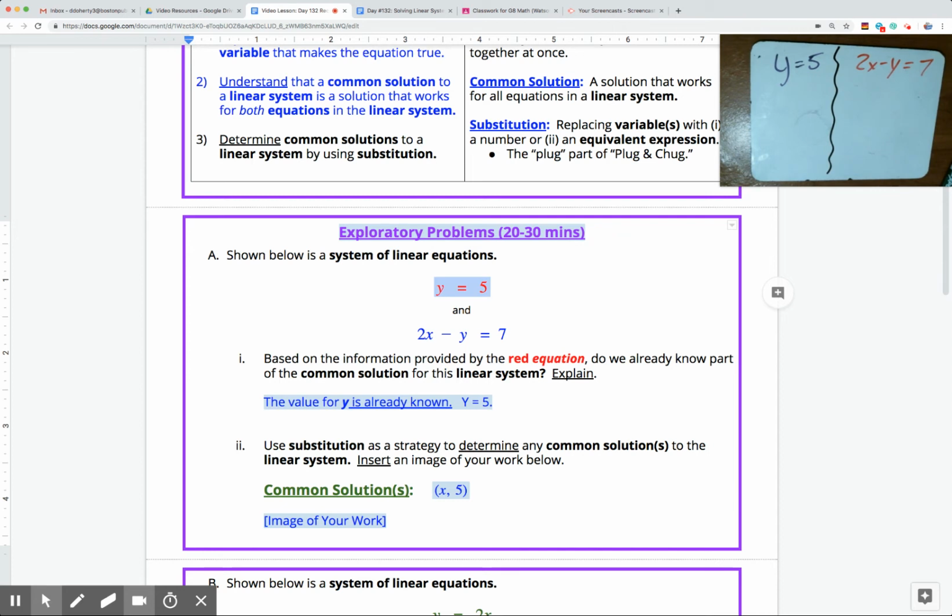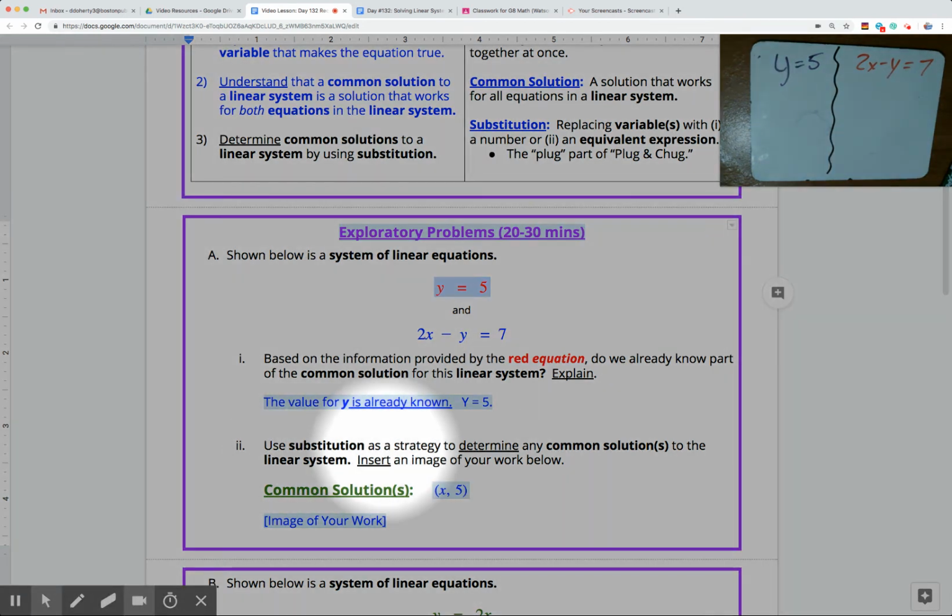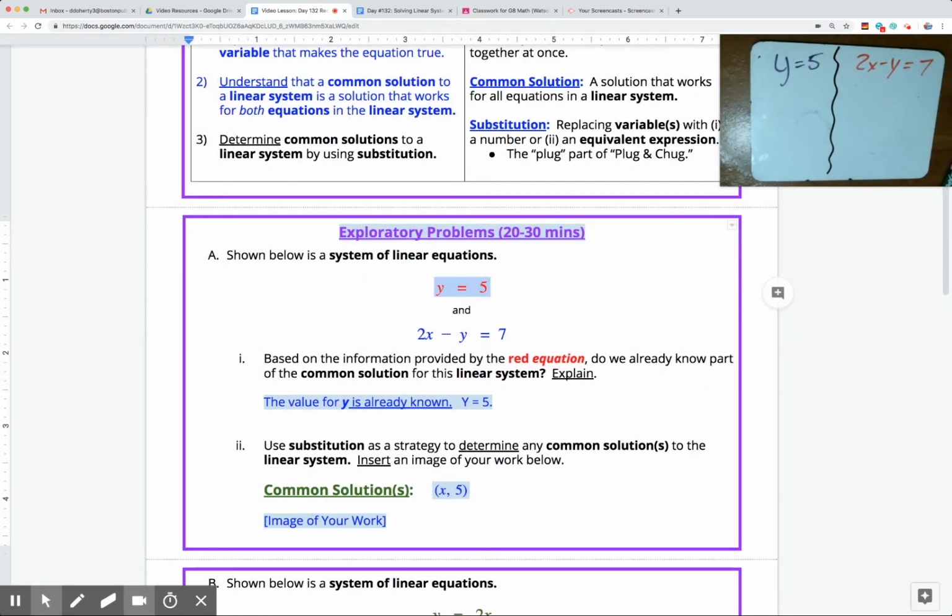The second part asked us to use substitution as a strategy to determine any common solutions to the linear system. And now substitution should be reminding us that part of plug and chug, plugging in numbers or expressions for a variable. And here, if we know that y equals 5, we should be seeing something that can be done with the other equation, 2x minus y equals 7. So I'm going to put that whiteboard into full screen.